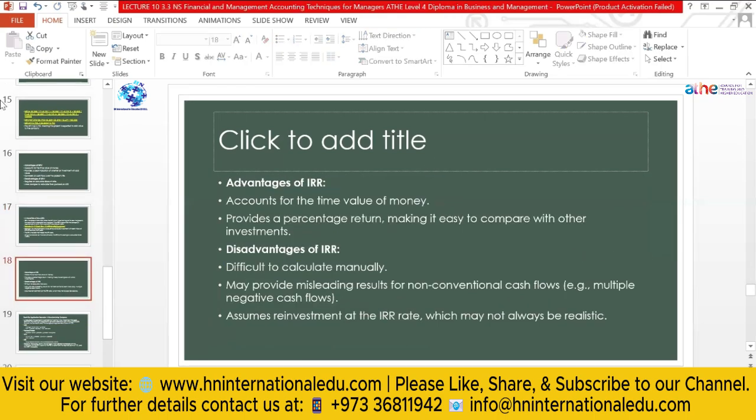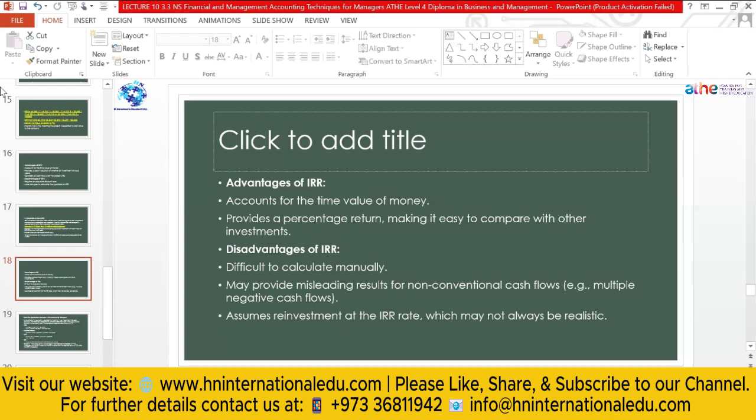Now, what are the advantages and disadvantages of IRR? The good point is it accounts for the time value of money, just like the NPV. It provides a percentage return, making it easy to compare with other investments. Yes, because it is just a simple percentage. It makes the explanation easy when you're writing the paragraph according to the command word description. It gets easy.